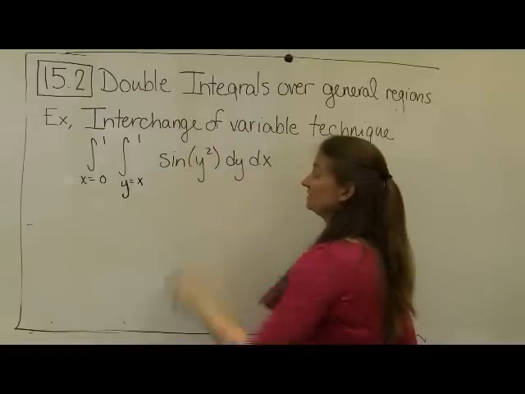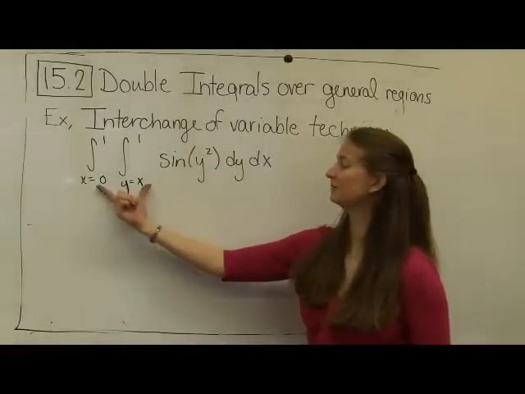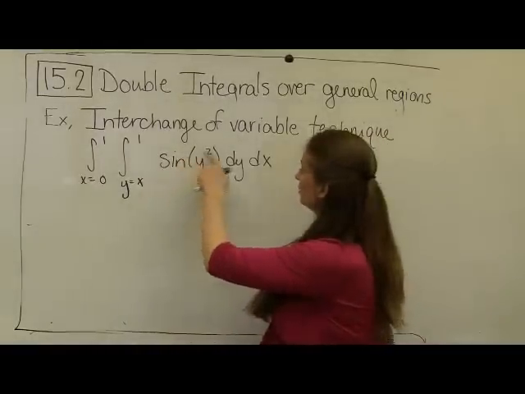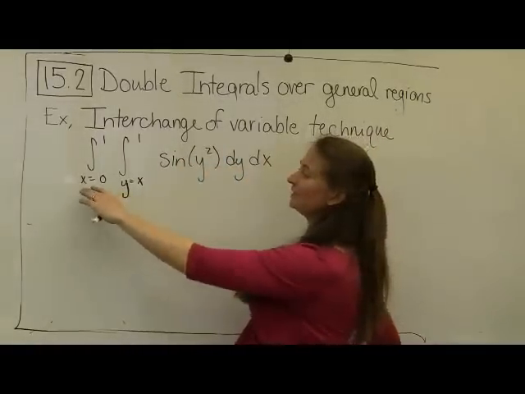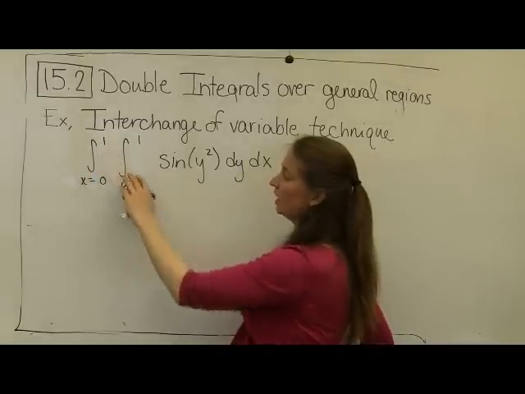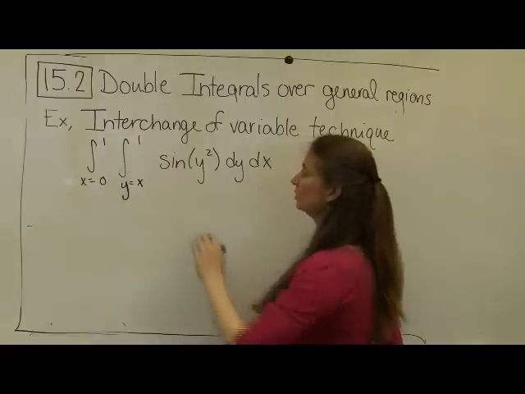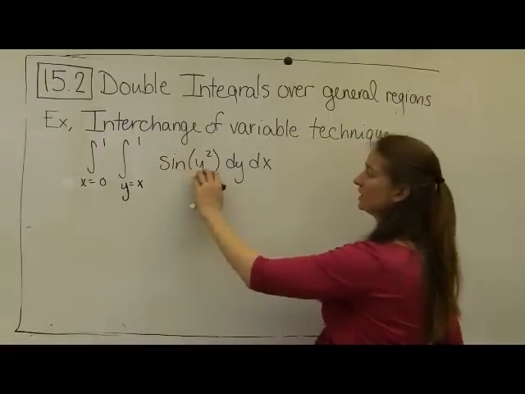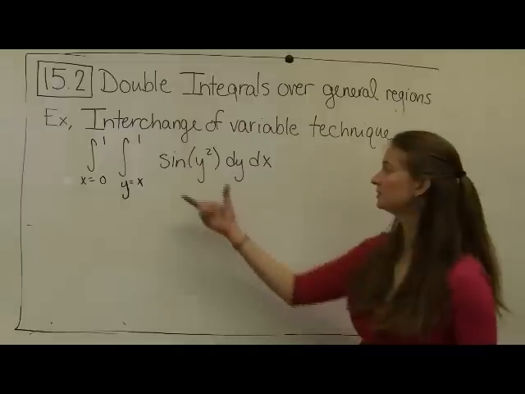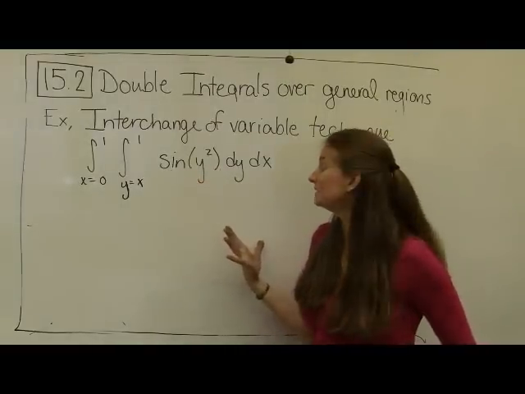Whereas here we have an example of a function where we don't have constant values, that we have some region of integration. In this example, we're looking at a double integral where our x values are going from 0 to 1, our y values are going from y equals x to y equals 1. We're trying to integrate the function sine of y squared dy dx. But notice when we try to actually compute this integration, it's not going to work. Why is it not going to work?